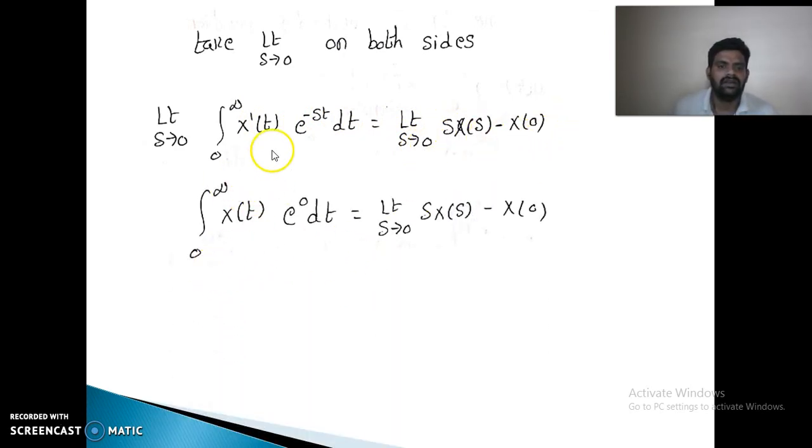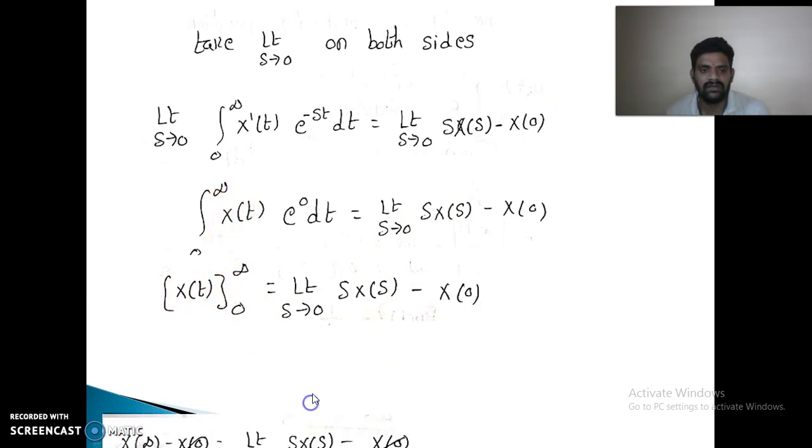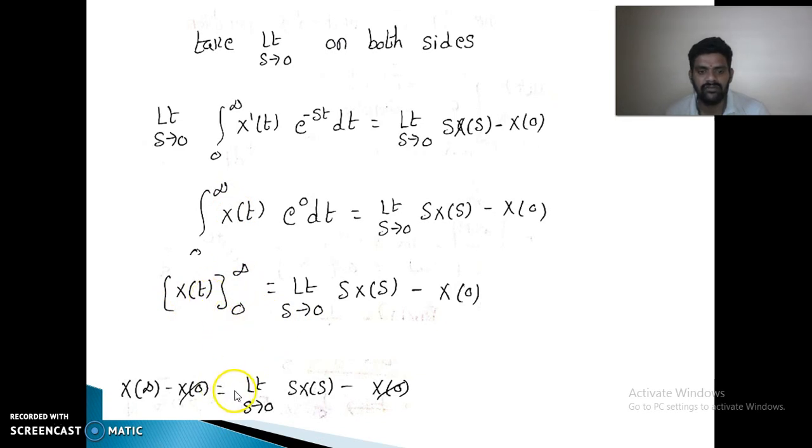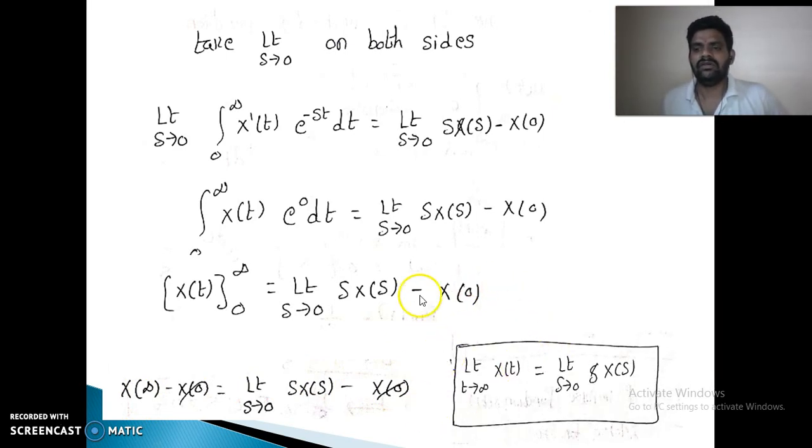On the left hand side, letting s tend to 0, e power 0 becomes 1, so integral 0 to infinity x dash of t dt is equal to limit as s tends to 0 of s into x of s minus x of 0. The integral gives x of infinity minus x of 0, which equals limit as s tends to 0 of s into x of s minus x of 0. The x of 0 gets cancelled, leaving x of infinity equal to limit as s tends to 0 of s into x of s. So this is called the final value theorem.